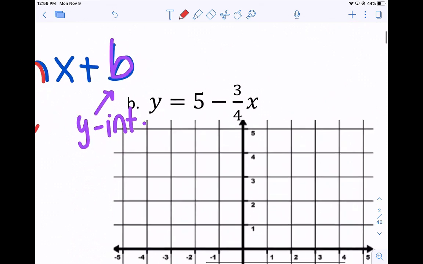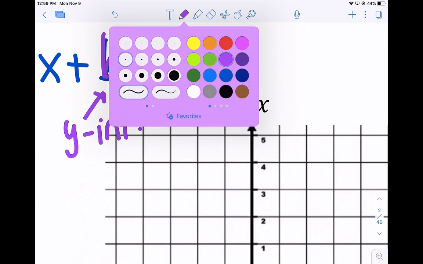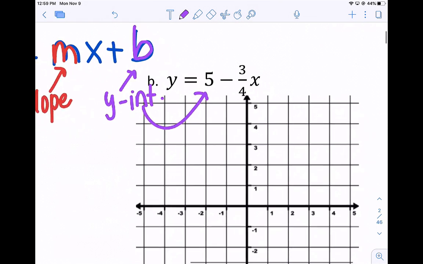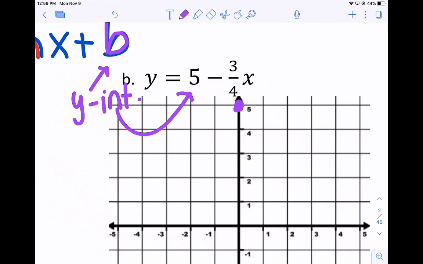Let's try the next one. Here the y-intercept is 5. How do I know that? It's because it's the number by itself. So we're going to start at 5. Our slope is -3/4.